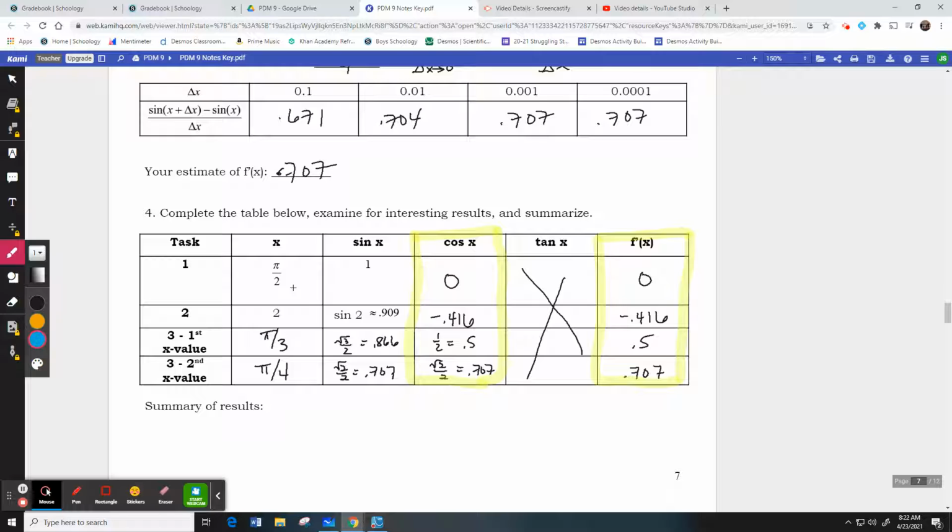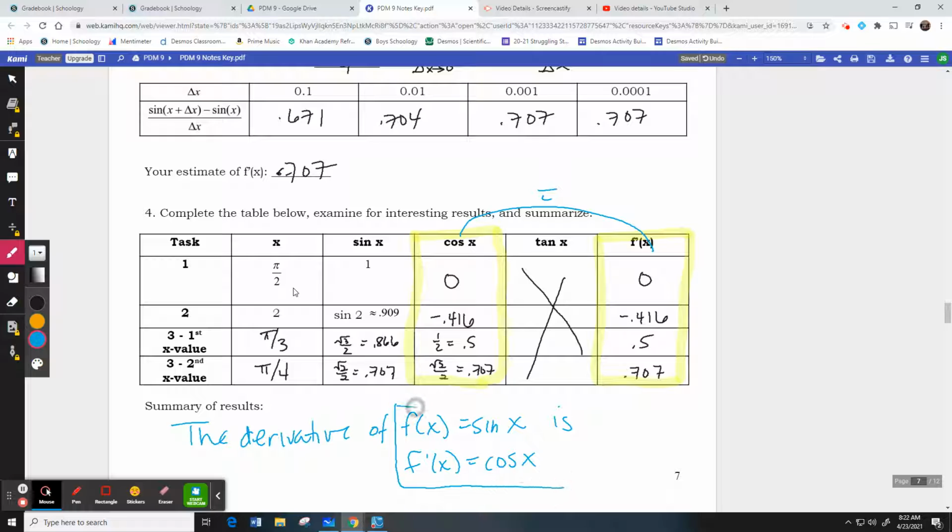And how does that compare to the cosine? So what you should be noticing is that the derivative of f of x equals the sine of x is the cosine of x, right? Do you see how these are the same? The derivative of the sine, that's what this is here, is equal to the cosine. This is something that you just need to put in your head. Okay, this might come up. You just need to know that the derivative of the sine is the cosine.